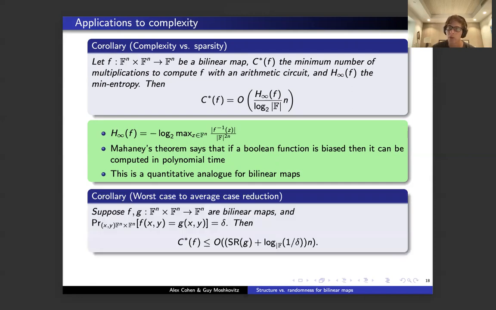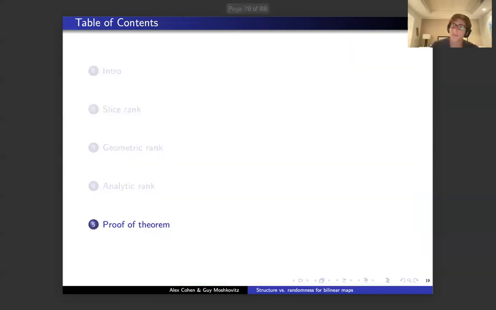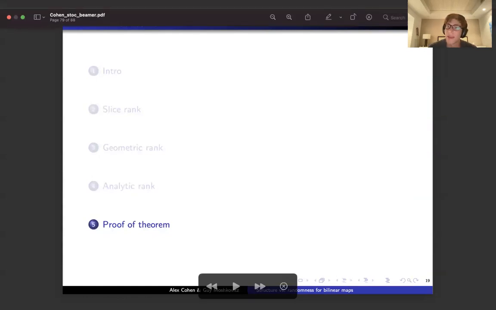A second corollary is worst case to average case reduction for bilinear maps. So suppose that you have a bilinear map F, which agrees on average, or for some substantial proportion of inputs, with a bilinear map G, which we know has small slice rank. It follows from our theorem that you can compute F in a small number of multiplications, that F has a small slice rank as well. So this theorem has a very different flavor from the slice rank versus analytic rank theorem, or it looks different, but it ends up being the same fundamental problem. It says that in order to show that F is well structured, it's enough to show it's well structured on average.